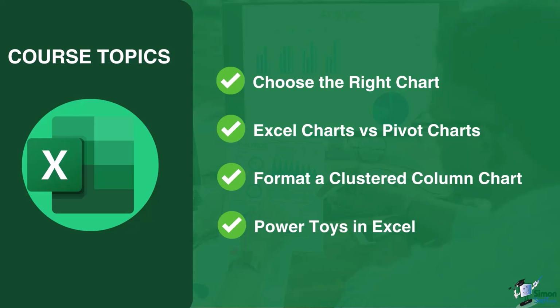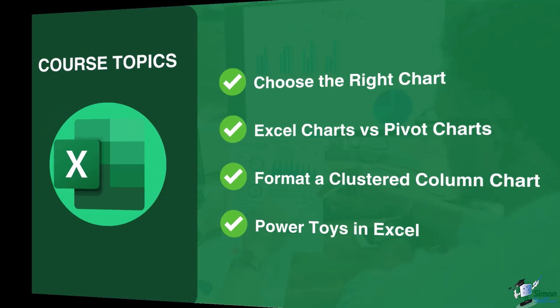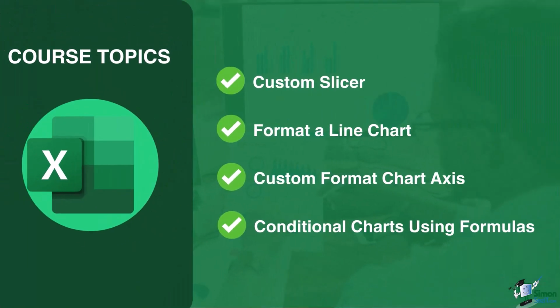I'm going to show you some formatting that you can do to make it look really cool. I'm going to introduce you to something called Power Toys in Excel. This is going to help you if you have specific colors that you want to use in your charts. I'll speak more about that when we get to it. We're going to do things like add slicers. I'm going to show you how to customize them again so they really look and feel part of your chart.